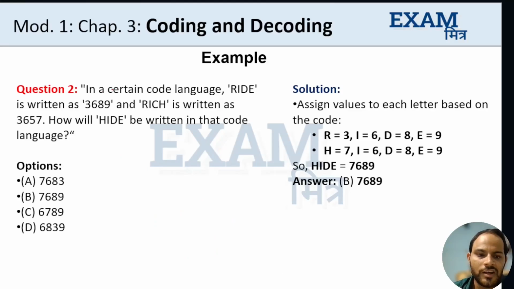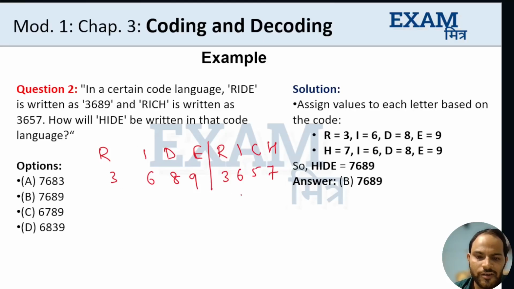Question number 2. In a certain code language, RIDE is written as 3689. And again, RICH is 3657. So from these two, what conclusion can we make? That R is 3, I is 6, C is 5, D is 8, and H is 7.